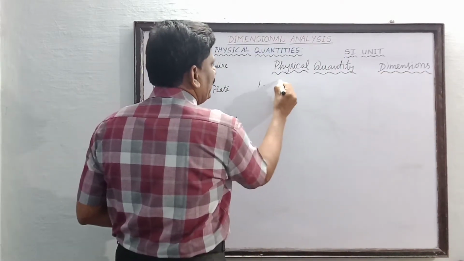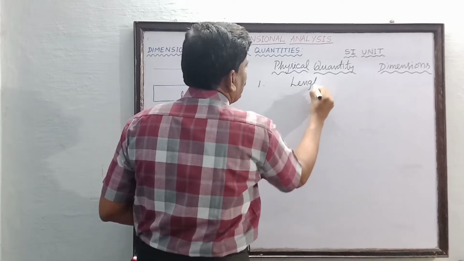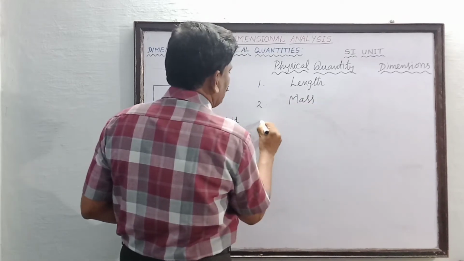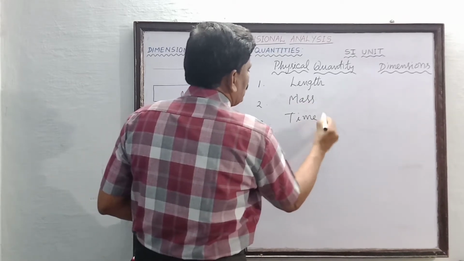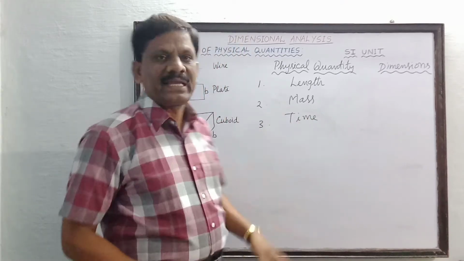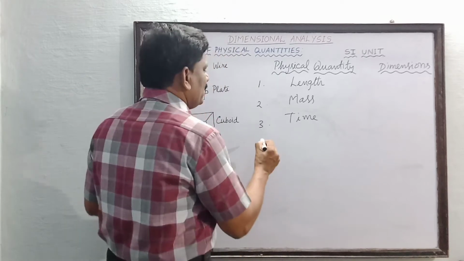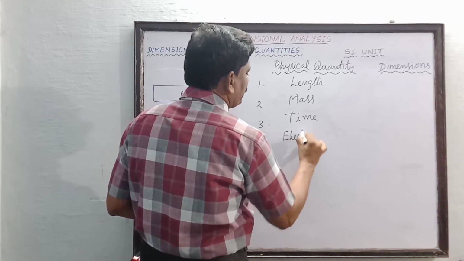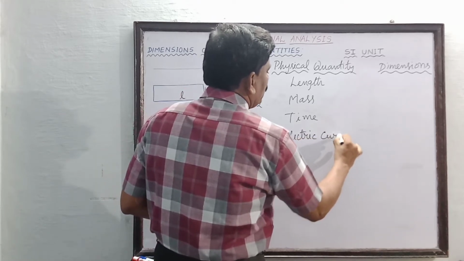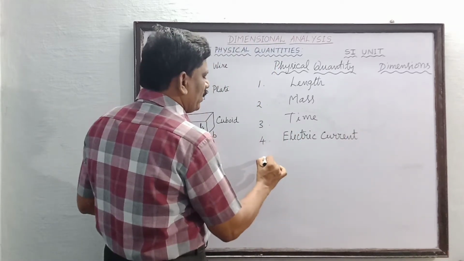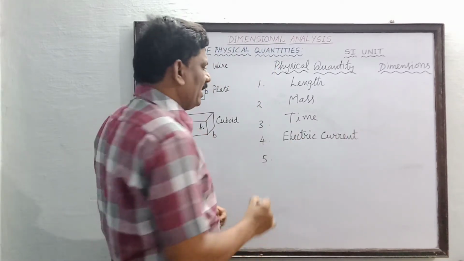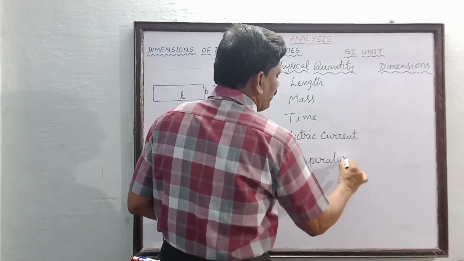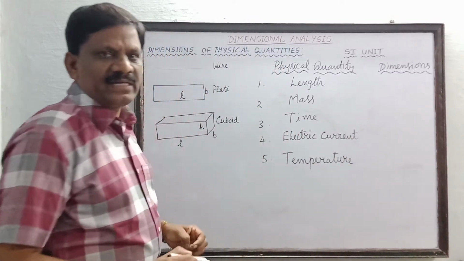Number 1 is length. Number 2 is mass. Number 3 is time. Length, mass and time are called the mechanical quantities used in mechanics. The electrical quantity is electric current. Then in thermodynamics we use temperature, the absolute temperature, which is expressed in the Kelvin scale.